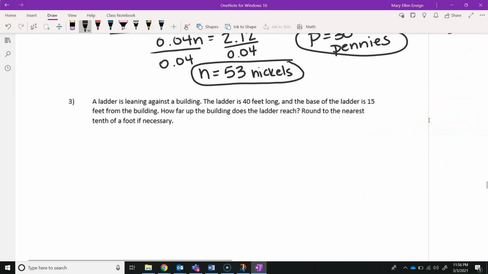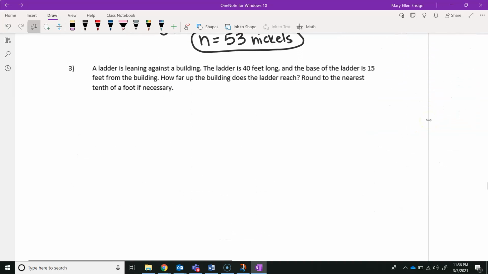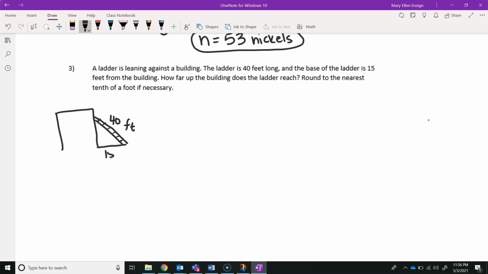Okay, let's move on to the next two. And we did something similar to these in both classes. These are the Pythagorean theorem questions. You can see a ladder is leaning against a building. And again, we went through this in class: in real life, the building and the ground are really not going to be at a right angle, but in these problems, we always assume that they are, just for simplicity. So the ladder is 40 feet long. The base of the ladder is 15 feet from the building. Here's where we're assuming it's a right angle. How far up the building does the ladder reach? So what's the distance from there to there?